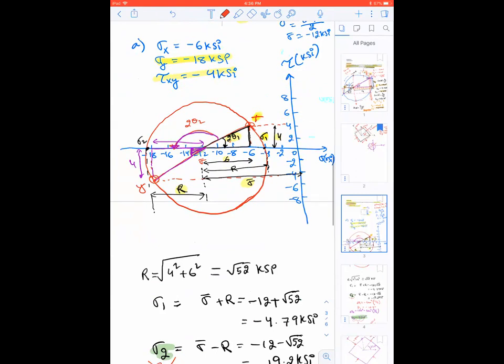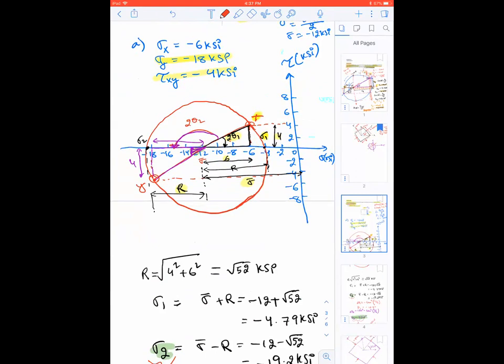Angles are always measured from the x face. So if this is my sigma 1, you're going to go from the x face, so this is your x face, all the way like this to your sigma 1. That means you're going from here to here. So you're going clockwise, and this angle will give you twice the angle between the x face and the sigma 1 face, or the face carrying sigma 1.